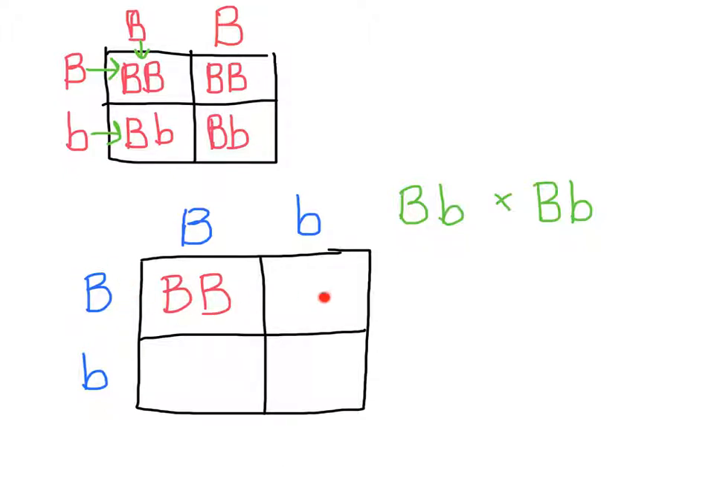Again, capital B goes down here, lowercase here, always putting capital first. Lowercase here, uppercase here, uppercase first. And then your very last one, we have a lowercase and a lowercase that we're going to combine.